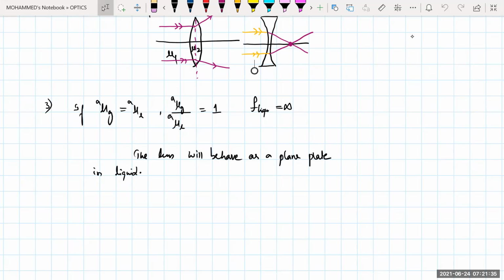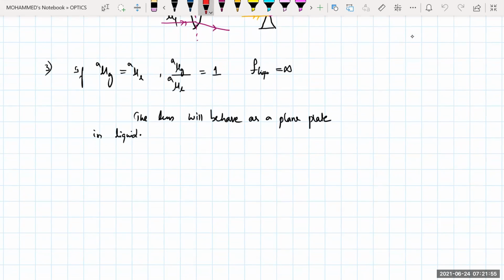What is the magnification of the lens? Magnification of the lens is equal to V by U. And what is the lens formula? 1 by V minus 1 by U is equal to 1 by F. The mirror formula is 1 by V plus 1 by U.